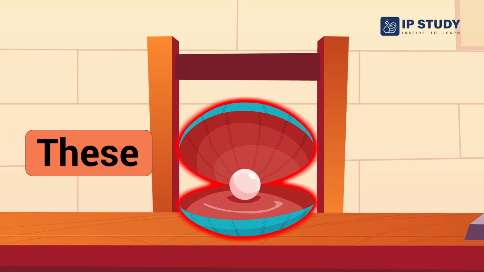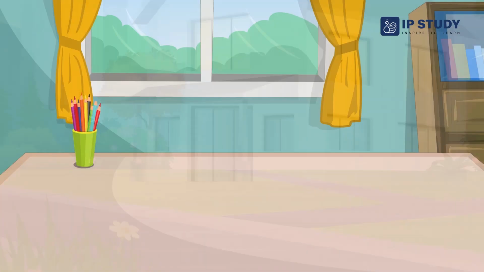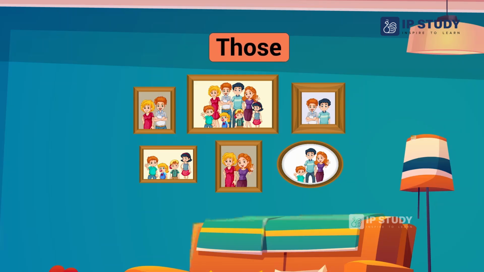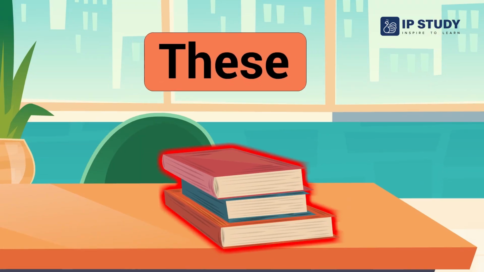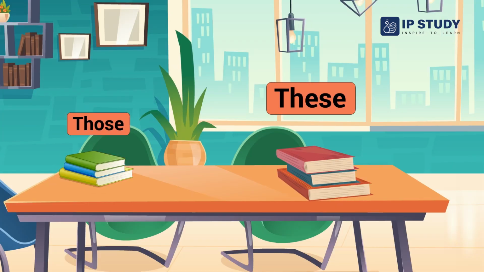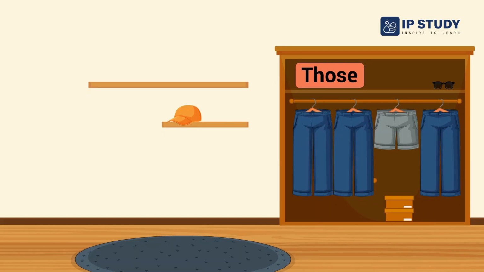These pearls look real. Those houses are big. These scissors cut well. Those photos are hers. These books are not mine. Those books are mine. These are her cookies. Those are my trousers.